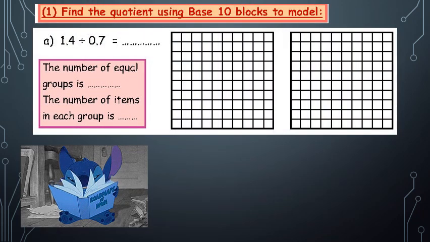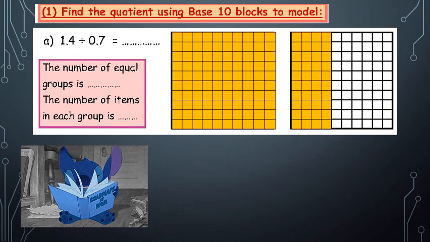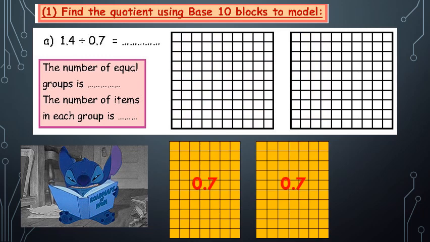Find the quotient using the models. First, 1 and 4 tenths divided by 7. 1 whole and 4 columns divided by 7 tenths. So we'll cut them into 7 columns and 7 columns.